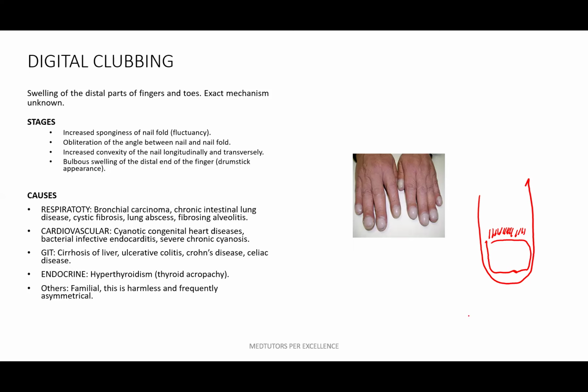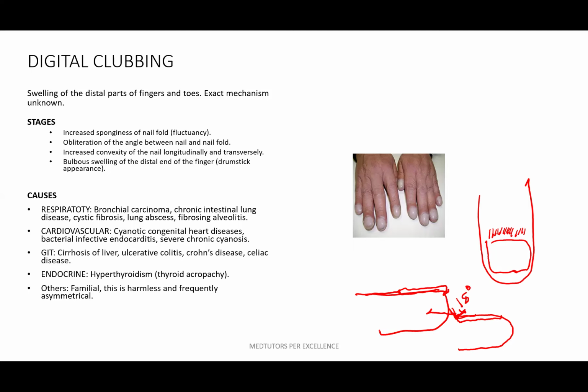If you look at the finger from the lateral view, this is the nail fold, and this is the nail bed. There is normally an angle of about 15 degrees here. When you have obliteration of that angle, it becomes flat. There is no angulation between the nail fold and the nail bed. That is stage 2 of finger clubbing.